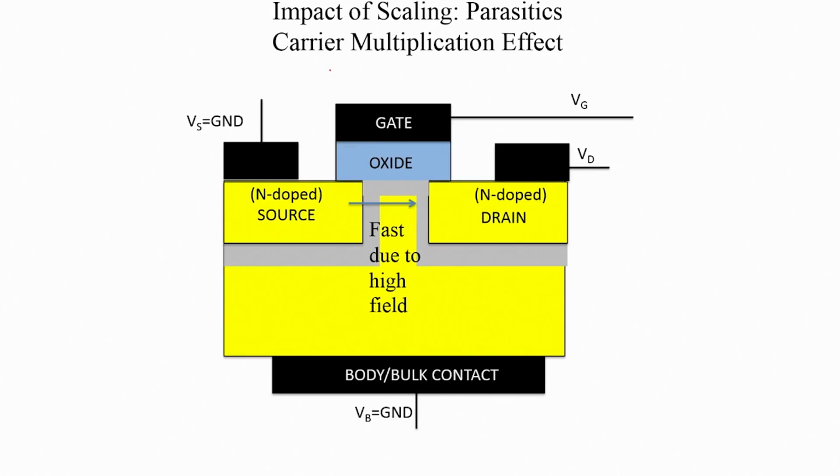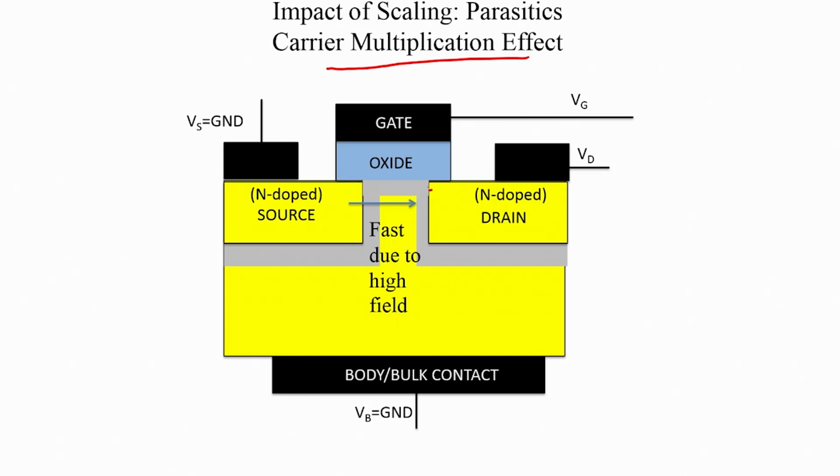So, now what impact does scaling have? Let us look at some parasitics, the carrier multiplication effect. This is a very interesting phenomenon, where there is a possibility for positive feedback which can actually destroy your device.